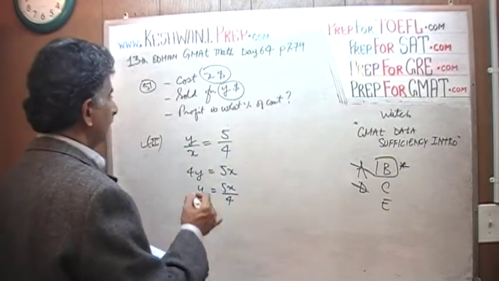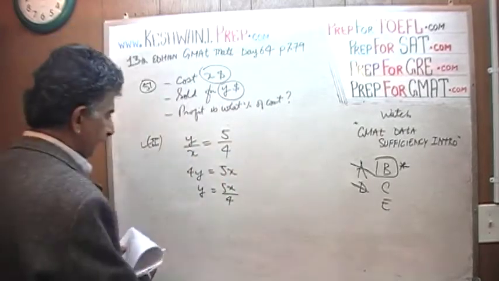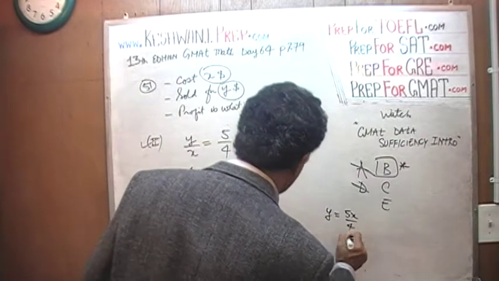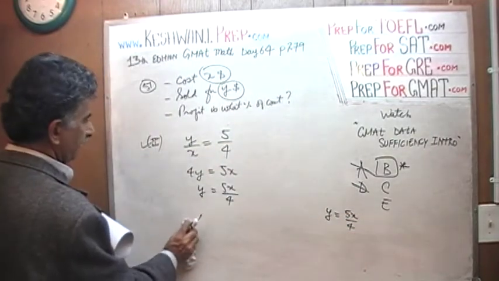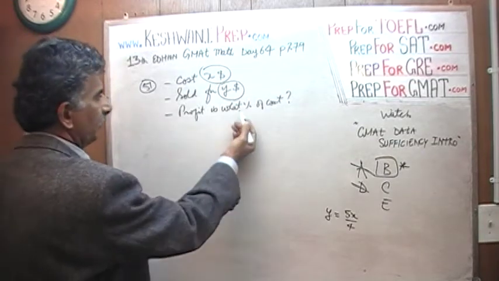Now the question is profit. Let's put down the question here. Let me make a note here: y equals 5x over 4. I need the room, so I'm going to erase all of this. And this is the question: the profit is what percentage of cost?